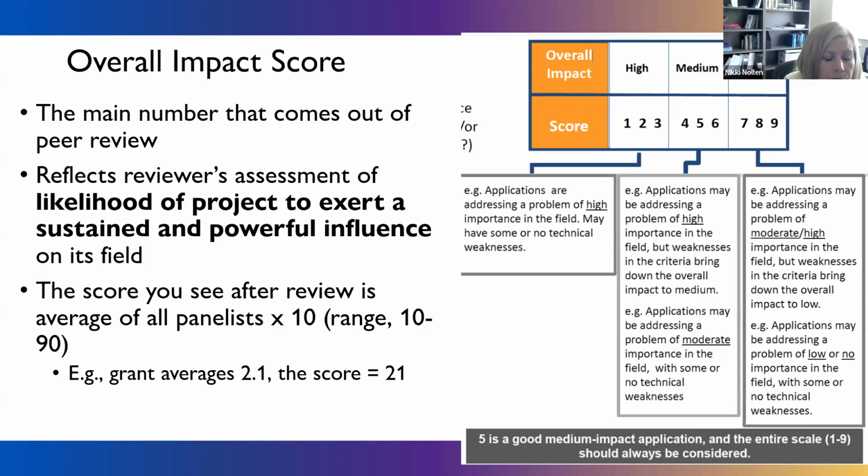Reviewers are encouraged to use the full range of scores. So anyway, 5 is a good medium impact application, and then reviewers are encouraged to use the entire scale, 1 to 9. So I'm going to turn it over to Matt now.